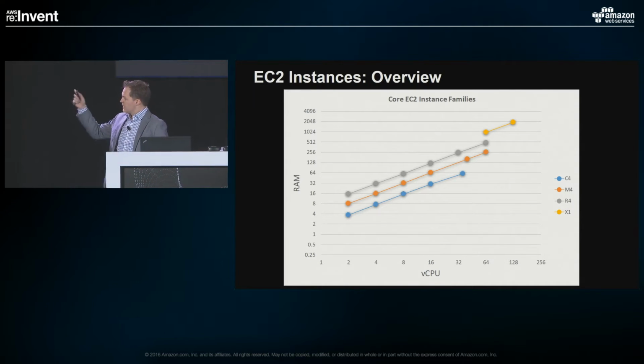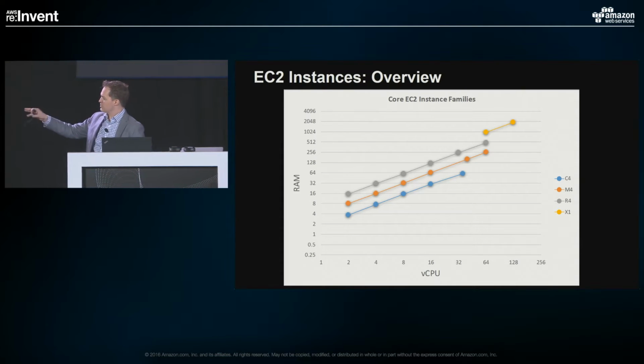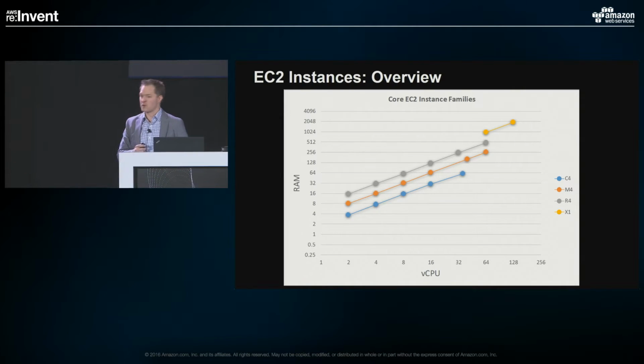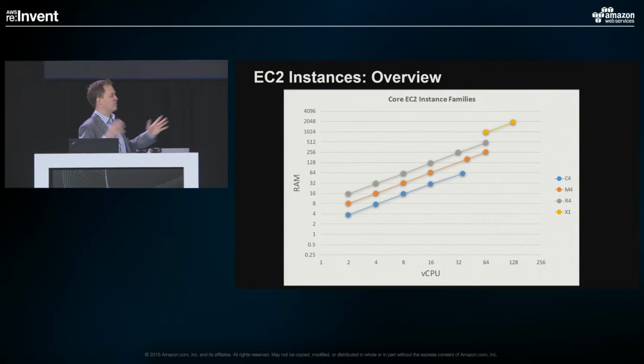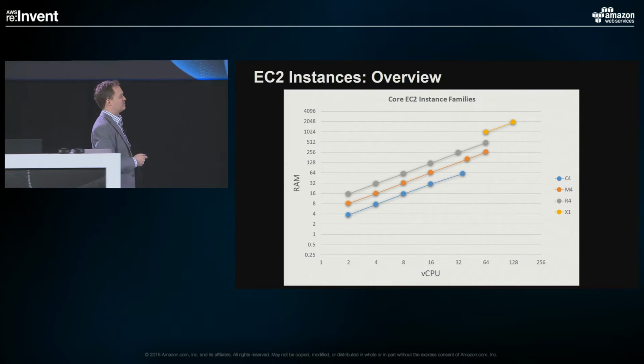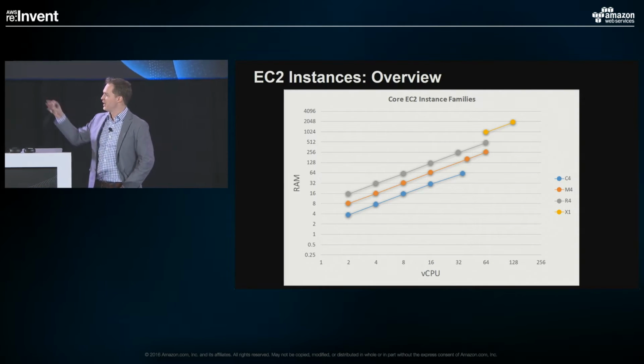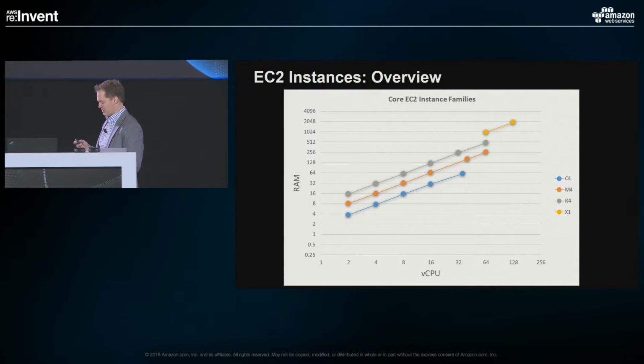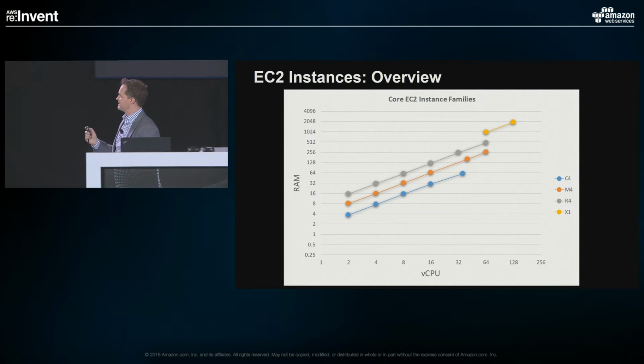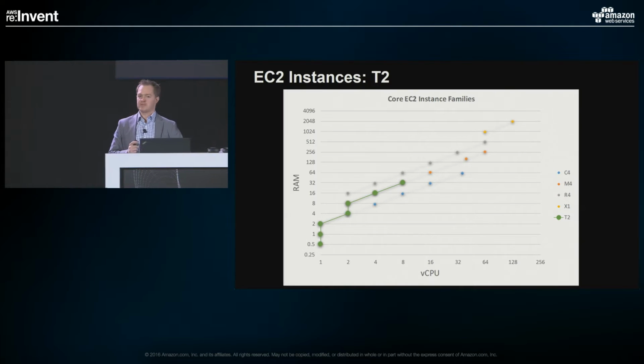So this is the core offerings. Now, I should also note that both of these are sort of logarithmic axes. So this actually covers a very wide spectrum of sizes here, but I'm trying to fit it on a simple chart like this. So we've got logarithmic axes. So how does T2 fit into this?